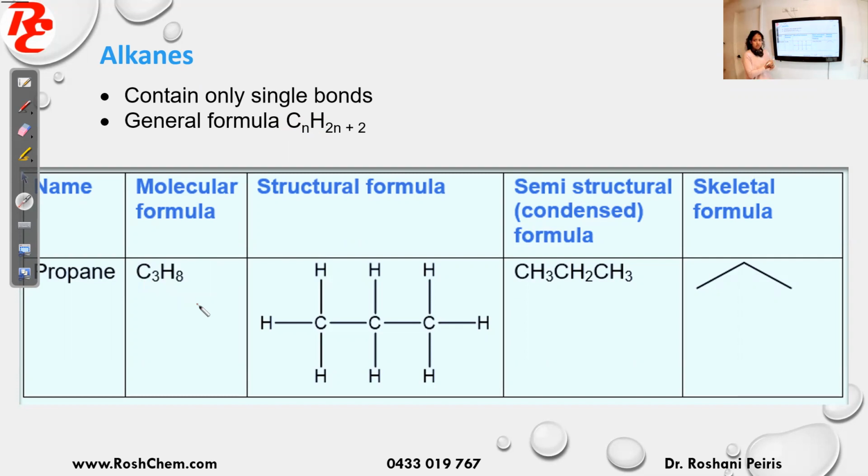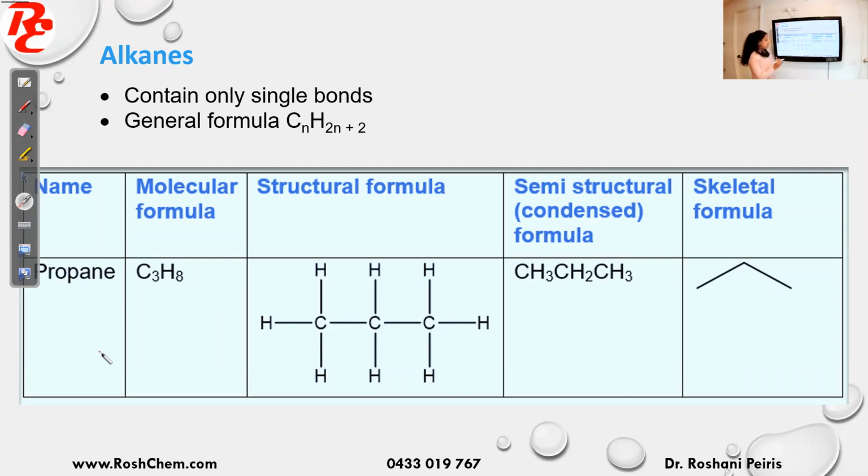So how do we get the name of this compound? When I have 3, I say prop. It's from the previous table. So prop, and then because it is an alkane, you add ane at the end. So it is propane. If I have 4 carbons, 4 is called but, then you add ane, so you call it butane.